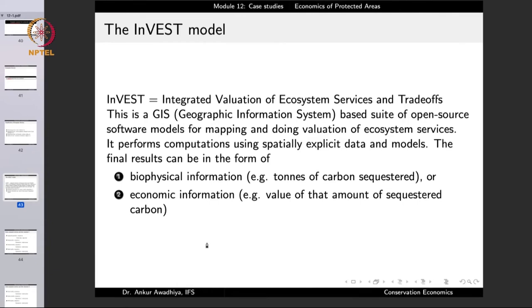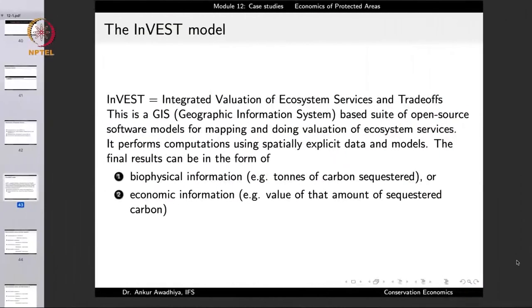Now, if you remember, a model is a simplified depiction of the reality, but the best thing about a model is that it allows us, it permits us to do computations in a simplified manner. So one such model is the INVEST model. INVEST is integrated valuation of ecosystem services and trade-offs. An integrated valuation. So you are incorporating a number of variables to do an integrated valuation. Valuation of ecosystem services and also of the trade-offs that you need to make.